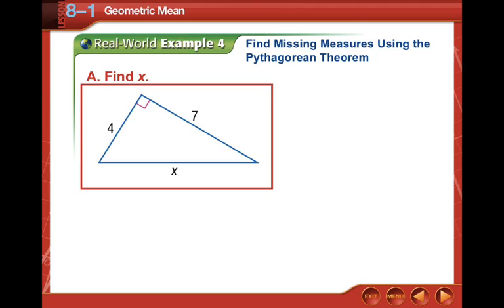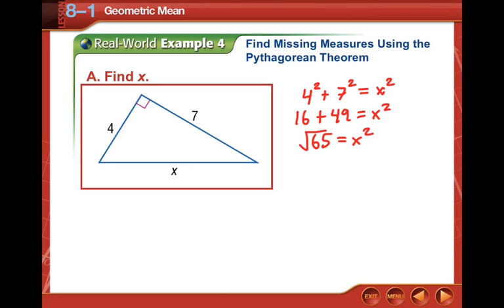So 4 and 7, the legs can be our A and B. It doesn't matter which one's which. So it's 4 squared plus 7 squared equal to X squared, our hypotenuse. And 4 squared is 16. 7 squared is 49. And we'll leave the X squared as it is for now. 16 plus 49 is 65. And just like I said before, the opposite of squaring is square rooting. So we have to square root both sides.